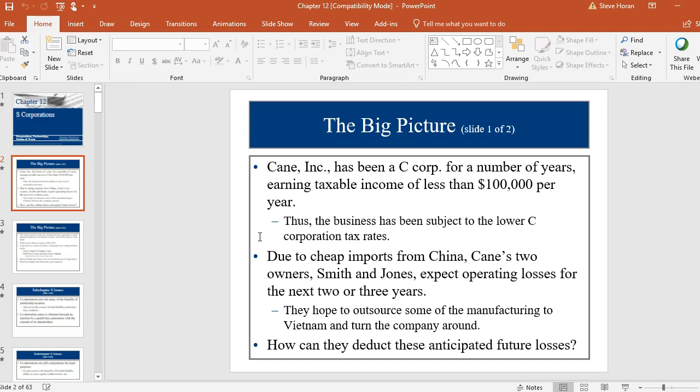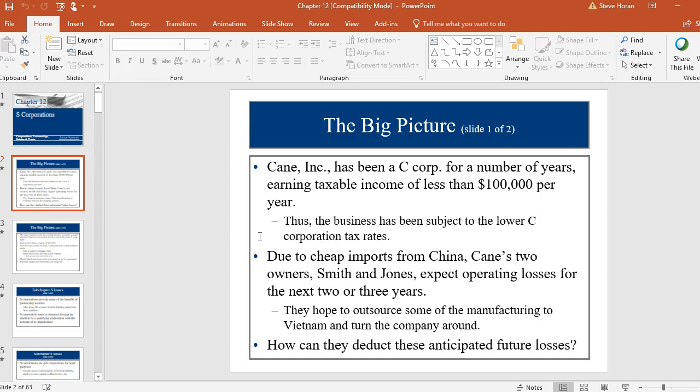So the big picture that they have us working on this week, right away, on the first page of the chapter, is where they show this. This is for Cain Inc., and they've been a C Corp. They've earned taxable income of less than $100,000, and so the business has been subject to lower C Corp tax rates, which we all know are now 21%.